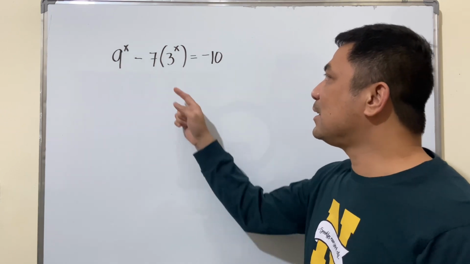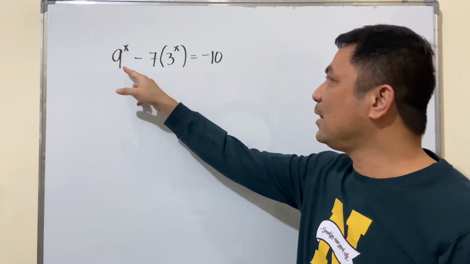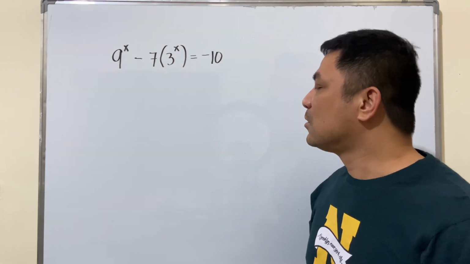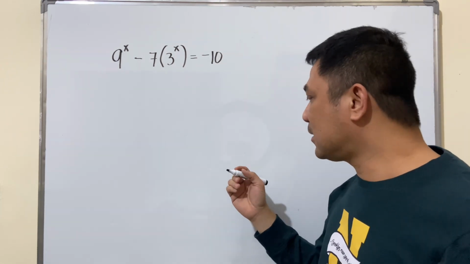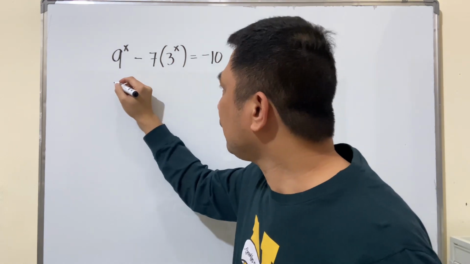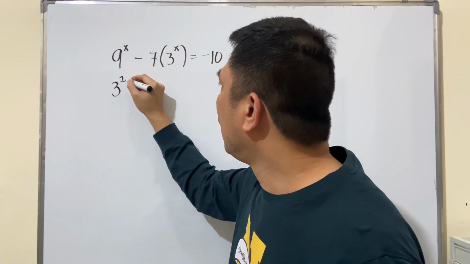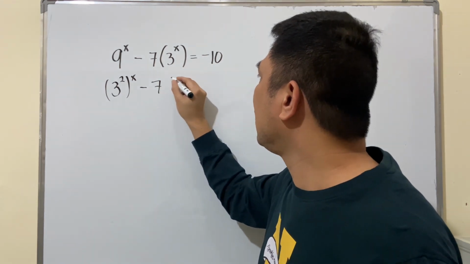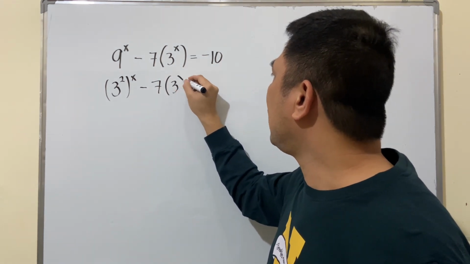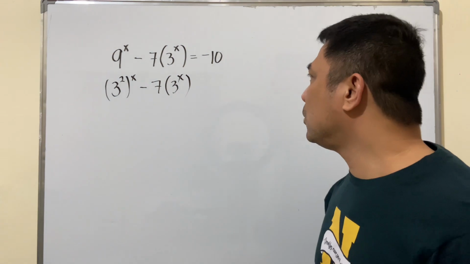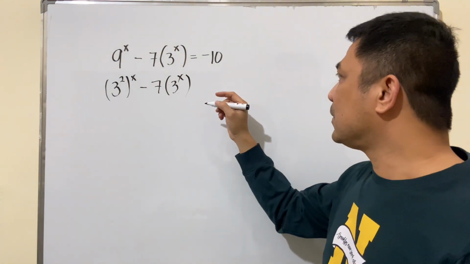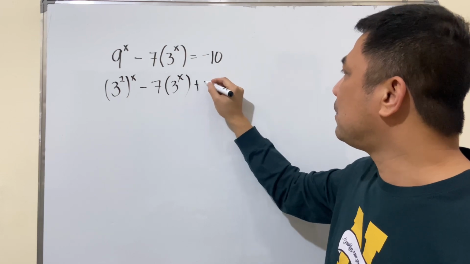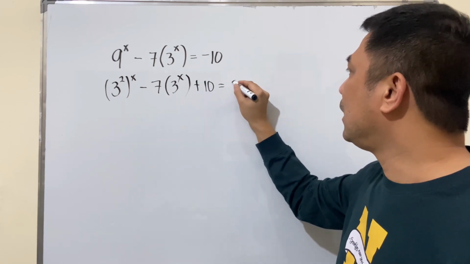If you would notice, you have 3 raised to x here, and 9 is factorable by 3, or 3 is a factor of 9. So if I try to make 9 as 3 squared, then this would be raised to x, minus 7 times 3 raised to x. And let's try to equate all terms to 0. So if I put this negative 10 on the other side of the equation, plus 10 is equal to 0.